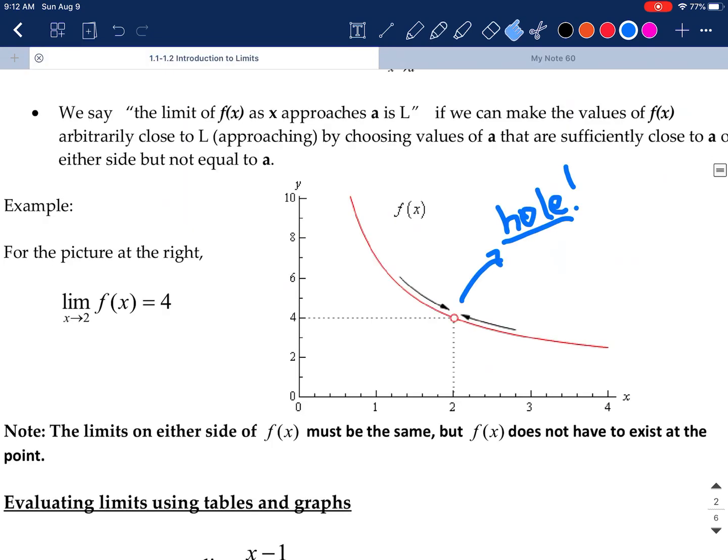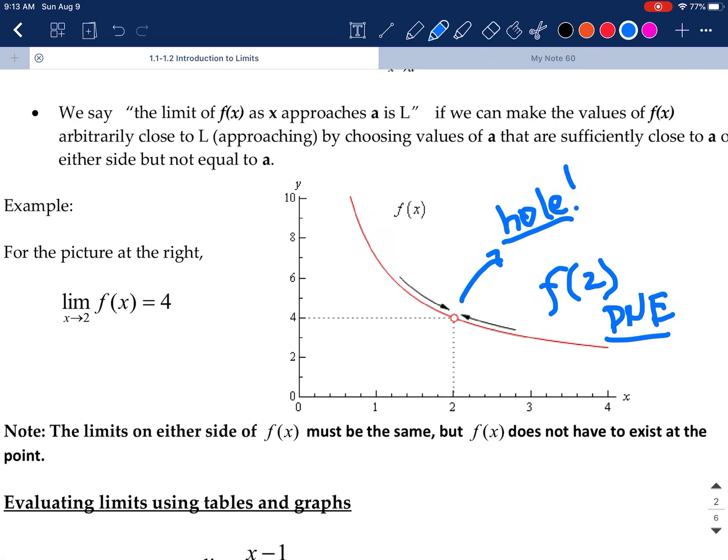Because clearly we can see we're going to have a hole, which is a type of discontinuity in the graph. So the graph has two pieces now. But if I look from the left and from the right, the behavior is exactly the same. It is approaching 4 on either side, even though f of 2 does not exist. Right? 2 is not even in the domain of this function. But every value arbitrarily close to 2 is in the domain of this function.